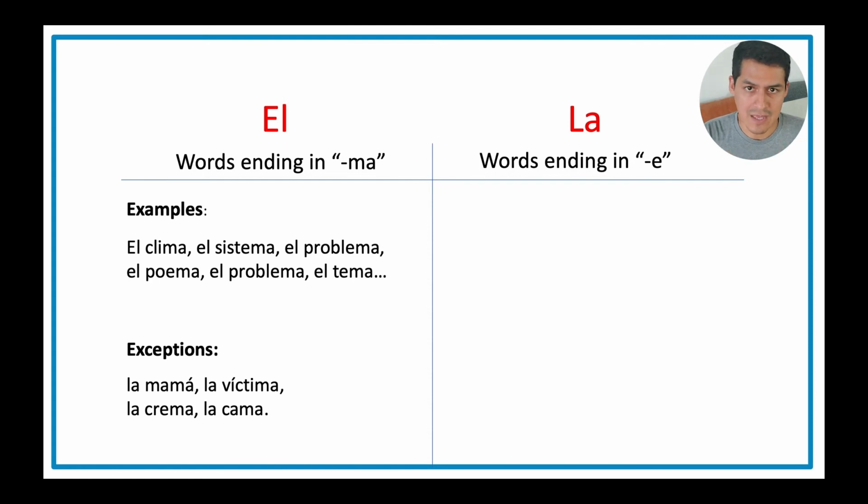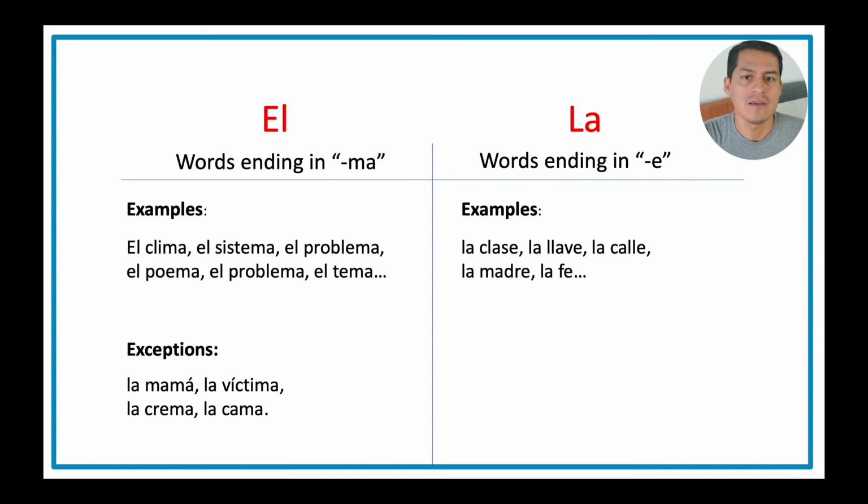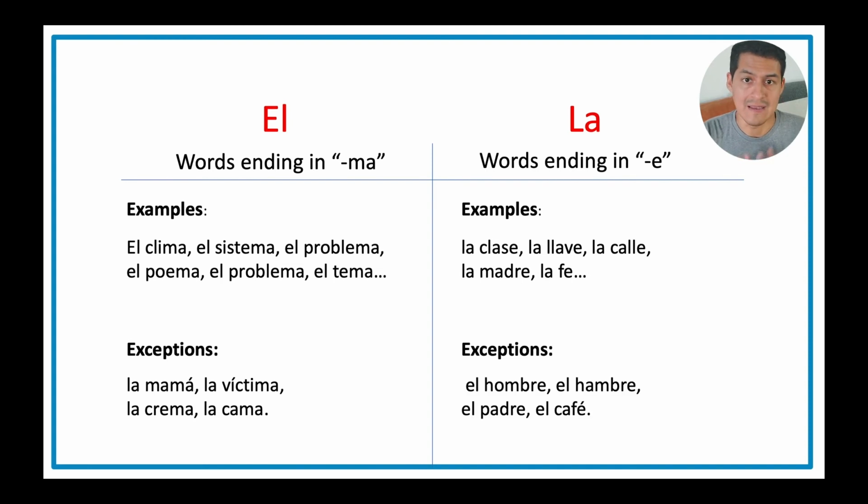Now, the words ending in e will be feminine most of the time. Okay? For example, la clase, la llave, la calle, la madre, la fe. Now let's take a look at a few exceptions to this rule. These are words ending in E, which will be masculine. These will be el hombre, el hambre, el padre, el café.